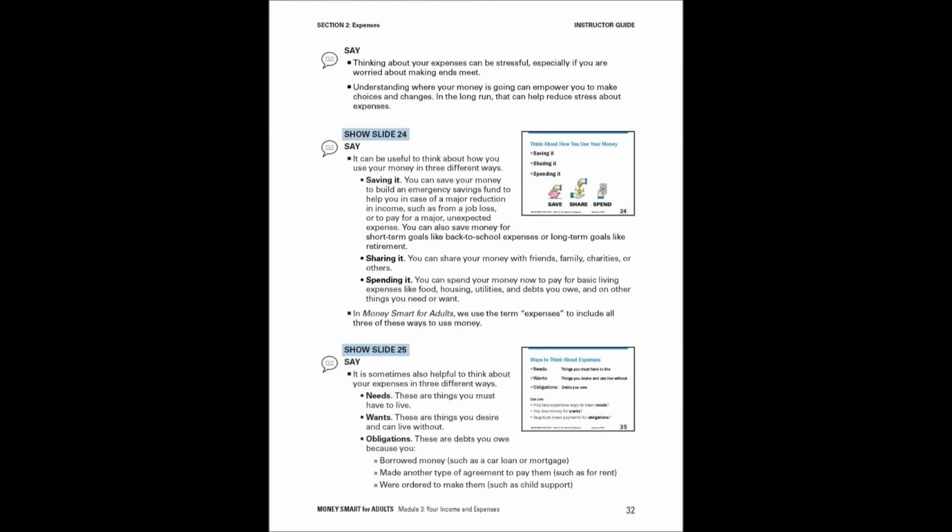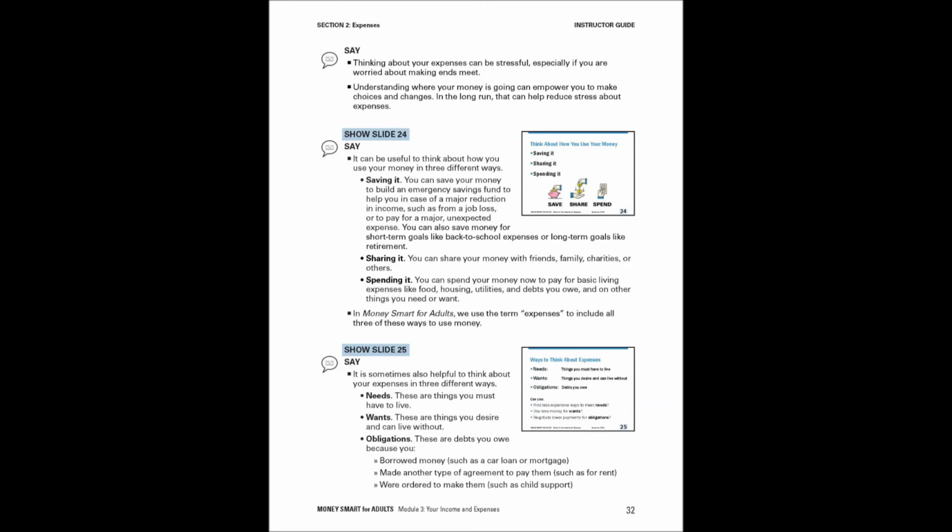The talking points at the top of page 32 are important to share with participants. It can really be helpful for them to hear you as the trainer acknowledge that thinking about expenses can be stressful, especially when participants are worried about making ends meet. But better understanding where money is going can empower your participants to make choices and changes in the long run that can help reduce stress about expenses.